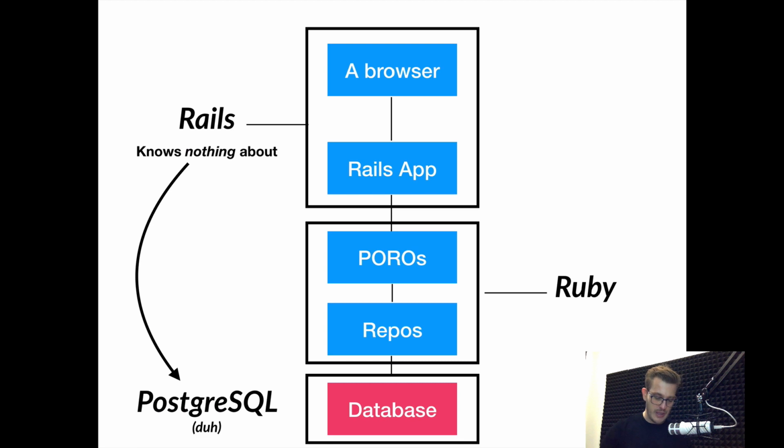I laugh because we use it here at Culture, but we're moving to Postgres. But anyway, the structure is that a browser knows how to talk to the Rails app. And then the Rails app delegates that request down to some poros and some repos. Poros, if you haven't heard the term before, is a plain old Ruby object. It's just a way of representing data without knowing about the database. The repos between the poros and the database talk to the database and get information out of it.